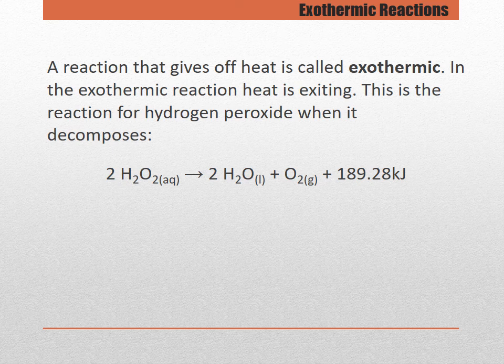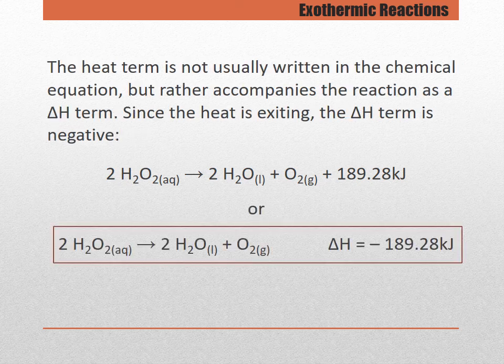This is the reaction for hydrogen peroxide when it decomposes. The heat term is not usually written in the chemical equation, but rather accompanies the reaction as a delta H term. Since the heat is exiting, the delta H term is negative. Delta means change. The triangle means change. H is enthalpy. That's the nerd way of saying heat. So change in enthalpy, the change in heat.